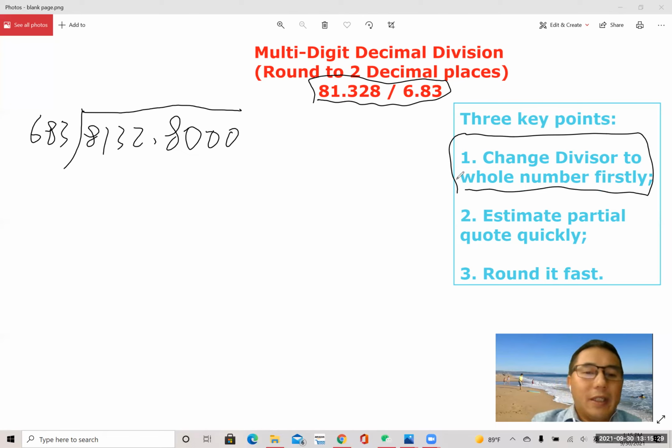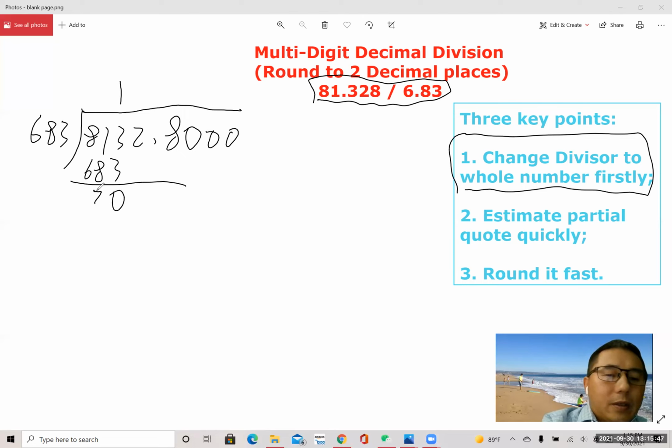Now let's start the division. 813. Inside it, we should have 1683. So here the partial quotient is 1. So we get, subtract. Then 2 goes down. Now we need to decide in 1302 there are how many 683.